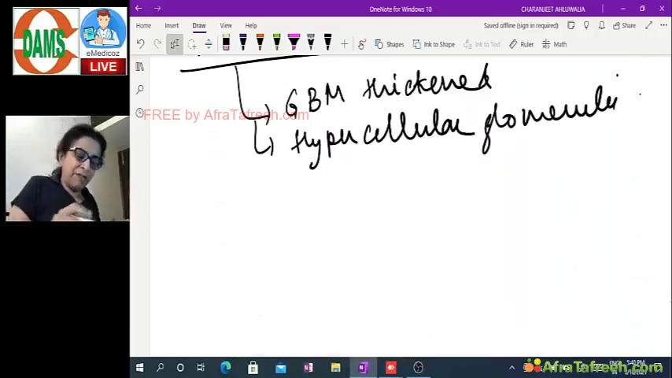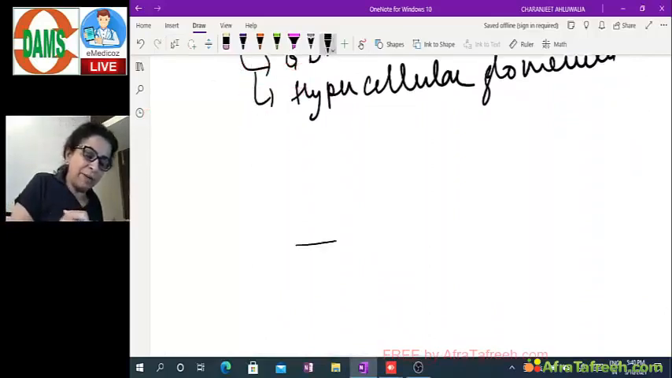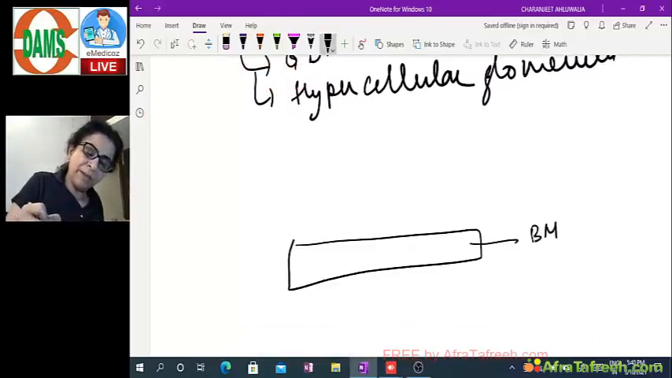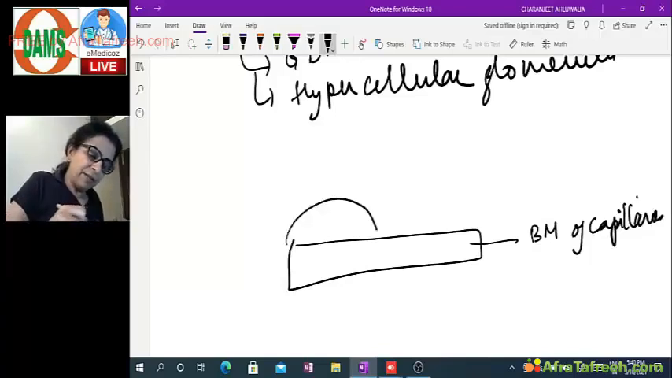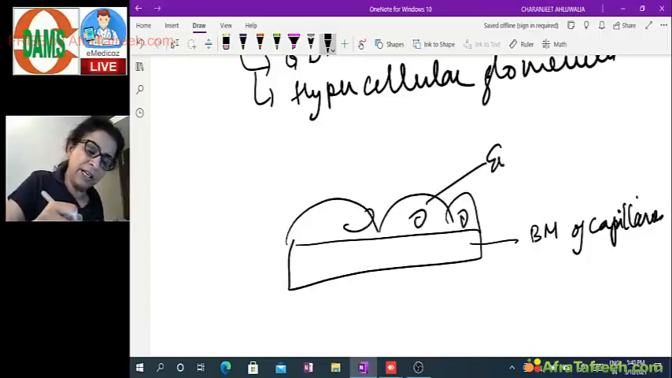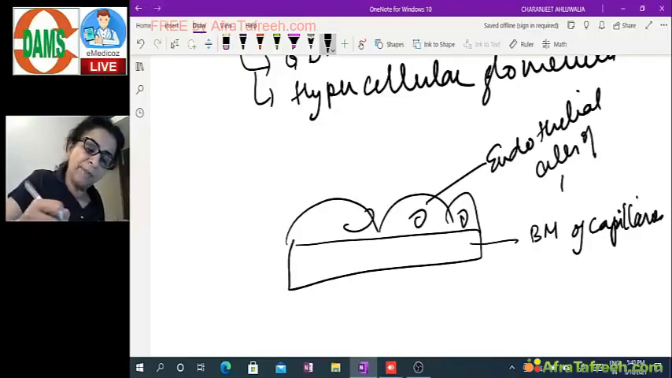Okay, now I drew the filtration membrane of the kidney. This was something like this. What was this? This was the basement membrane of capillaries. So once again, I am drawing the same figure. These are the endothelial cells of the capillaries.